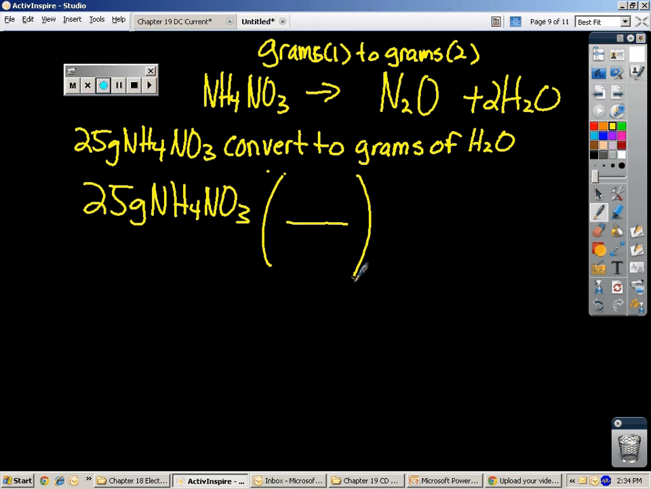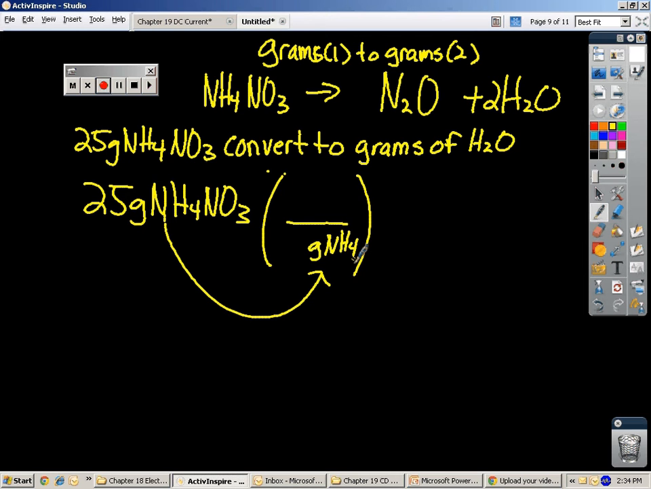For those that don't know how to proceed from here, you always start off with what's given here, grams of NH4NO3, right? All you need to do is put right below here whatever's here, and you just write in grams of NH4. I'm just going to abbreviate it to make it a little bit shorter. Instead of saying NH4NO3, I'm just going to put NH4. I just put grams of NH4 right down there.